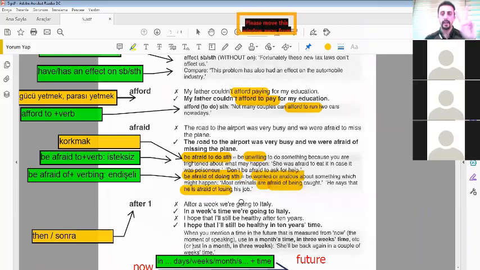So we use afraid in two formats. Number one, be afraid to verb. Number two, be afraid of verb in ing format. So other forms are wrong, like this. We're afraid to is wrong. It is wrong. Any problems or questions so far, people? No, thank you. No? All right.